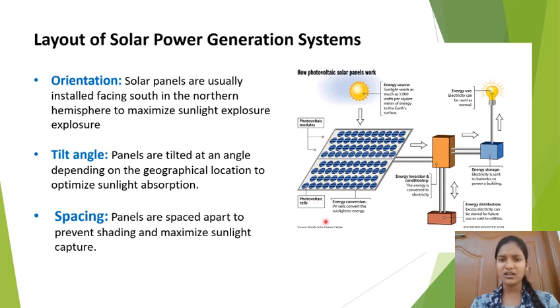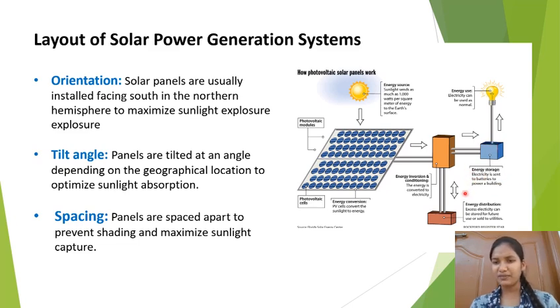Here this is the panel. Here you can see the photovoltaic cell energy conversion, how sunlight is converted to energy. The energy is inverted to electricity. From this, some energy is distributed. That is, excess electricity can be stored for future use or sold to utilities. And then it is sent to the energy storage.